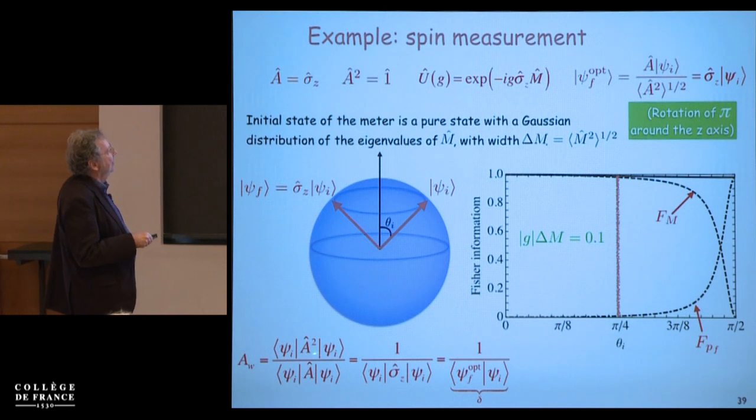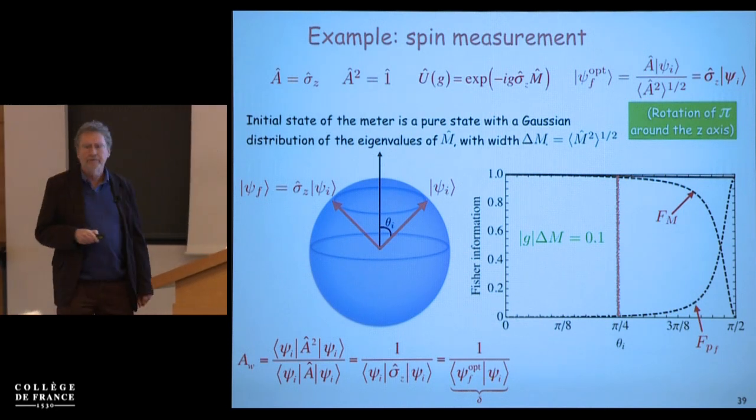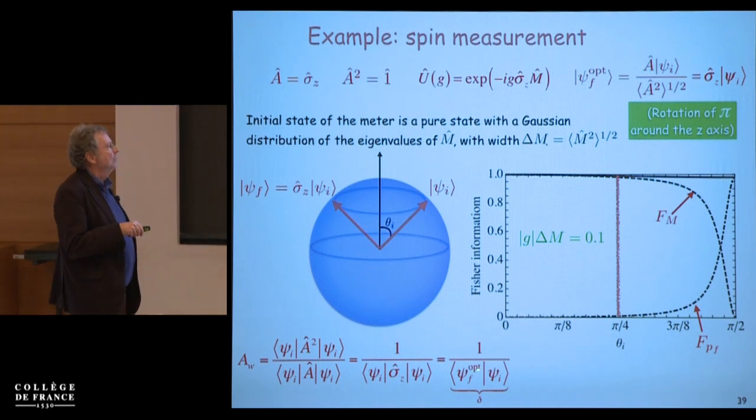The weak value in this case is given by a simple expression. A squared, remember, is equal to 1. So this is just 1 over the average of sigma z in the initial state. But sigma z applied to psi I is the final optimal state. So the weak value is the inverse of the overlap between the initial state and the post-selected state. Okay? So the smaller this overlap, of course, the larger will be the weak value.